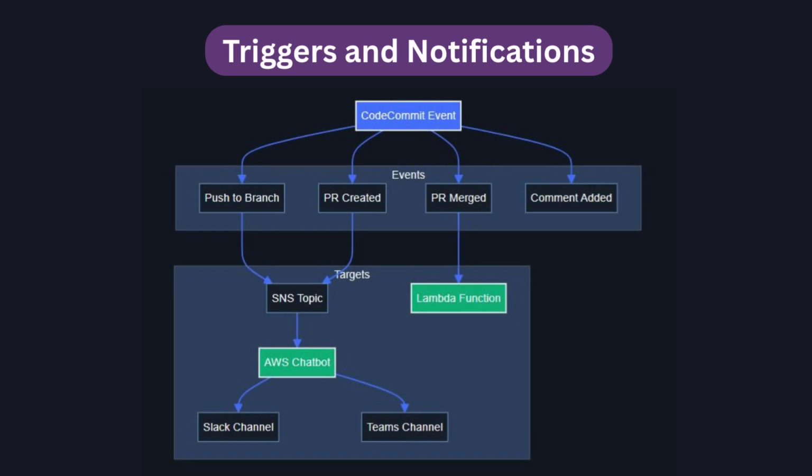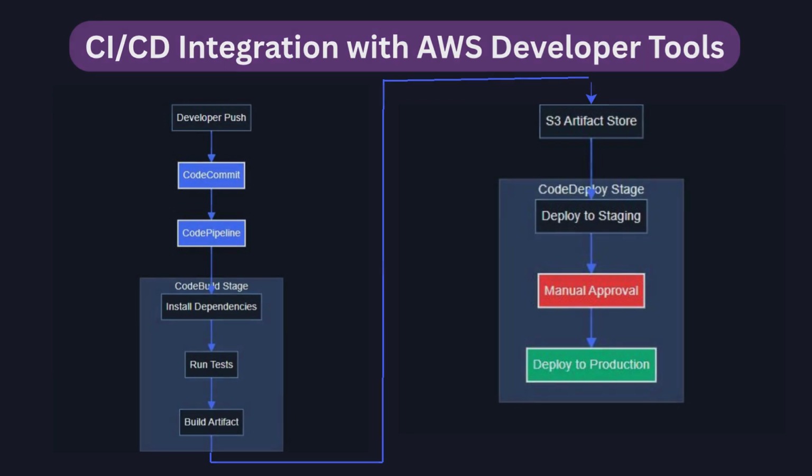Triggers and notifications. CodeCommit includes repository triggers and notification rules. Triggers respond to push events and can invoke AWS Lambda or SNS. Notification rules handle events such as pull request creation, merges, and comments. These notifications can be delivered to communication tools like Slack or Teams through AWS Chatbot. Filters can be applied based on branch or event type.